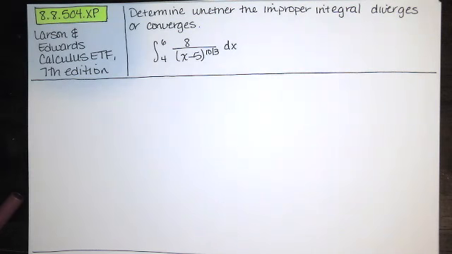In this video, we solve problem 8.8.504.xp from the Larson and Edwards Calculus Early Transcendental Functions text, 7th edition. We're asked to determine whether the improper integral converges or diverges.